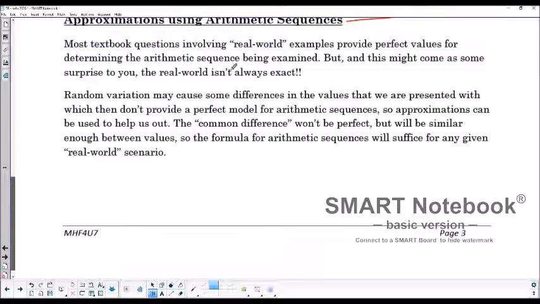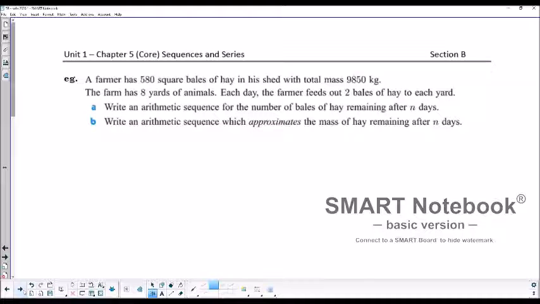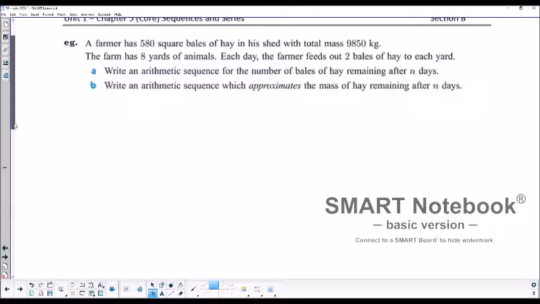When we deal with real life problems, surprisingly enough, the real world isn't always exact with everything. So there's always some sort of difference or approximation. So when we have to do something with real world examples, we need to realize that there may be some sort of variation, and the formula will have to suffice, even though it won't be a perfect common difference between terms. Okay, so let's take a look at an example that could be similar to that.